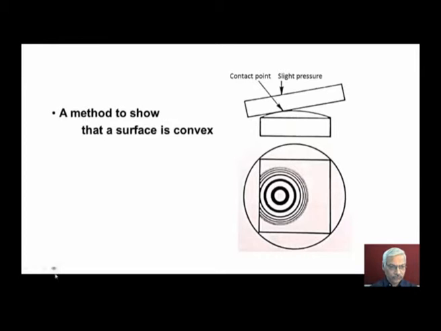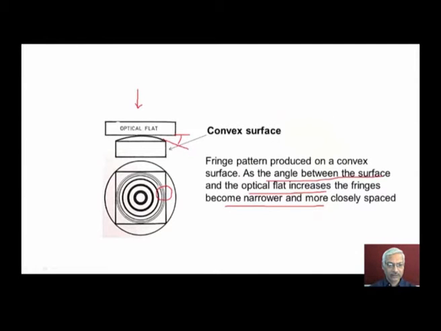Now, how do we test whether the surface is convex or concave? Here is a method to show that the surface is convex. Initially, when the optical flat is placed like this, there will be contact here, and we get the concentric fringes as shown in the previous slide. So contact is here and we get concentric fringes like this.